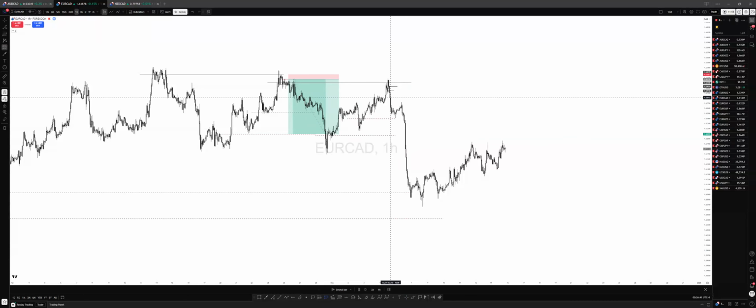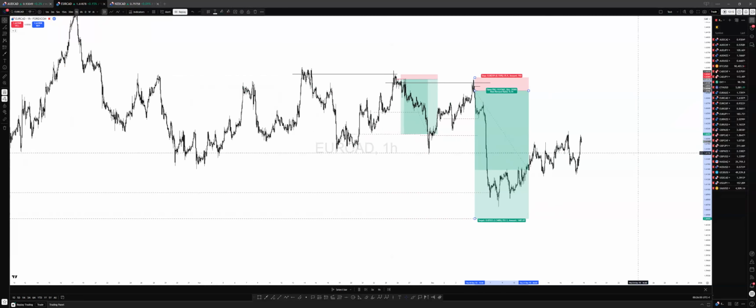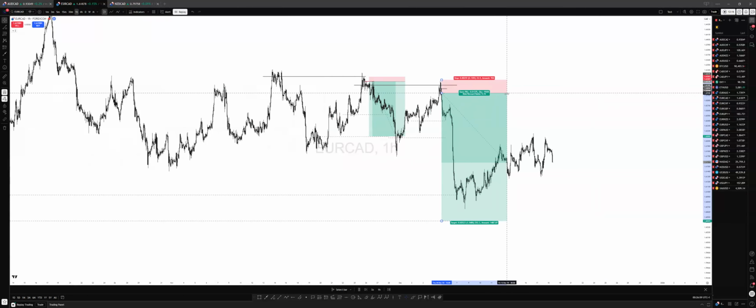So, talking risk to reward, SL right there. As at here, we have 1:7, and as at here, we have 1:9.74. Something along that line.